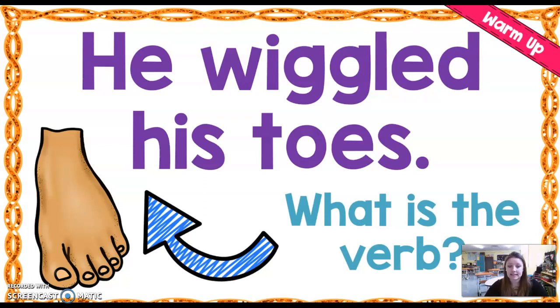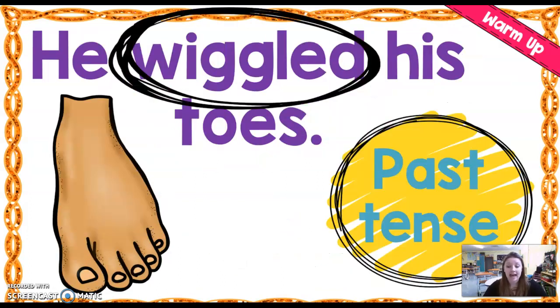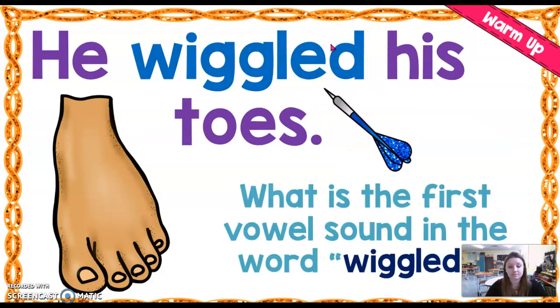So this sentence says, he wiggled his toes. Which word is the verb? Which word is the action word or something that you do? Good. Our verb is wiggled. Now my question is, is the verb in the present tense, meaning happening right now, or is it in the past tense, meaning already happened? Wiggled is past tense. Good. I can use the ed ending as a clue to help me know when it's past tense.